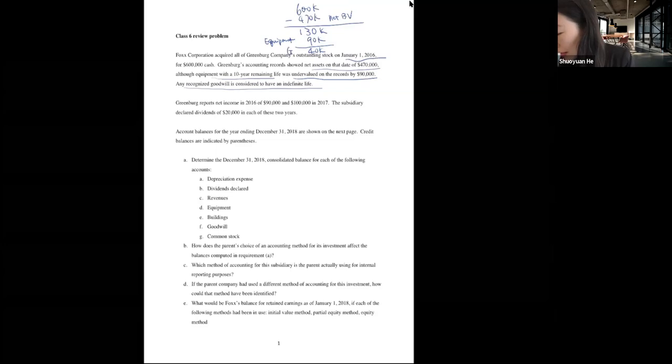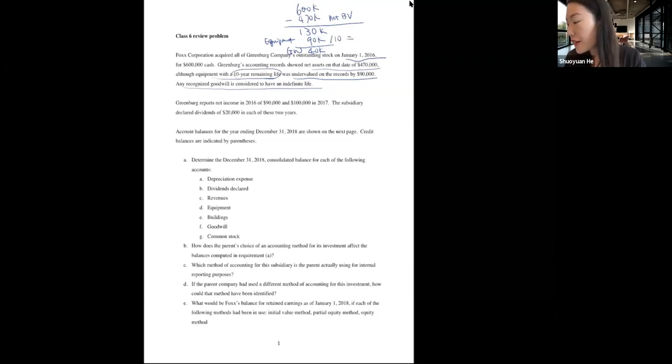So goodwill is 40,000. And for the 90,000 difference between fair and book value for the equipment, it has 10 years remaining useful life, meaning that this 90,000 can be amortized over 10 years, and each year the amortization is 9,000 per year. Goodwill is not amortized. It has an indefinite useful life, so we cannot amortize it.